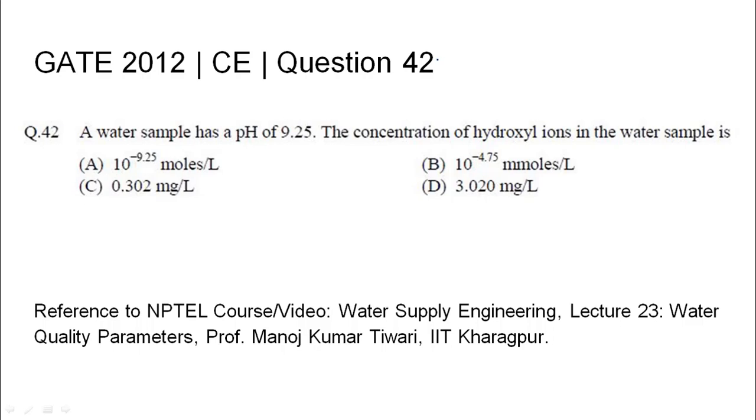GATE 2012 Civil Engineering Question 42. A water sample has a pH of 9.25. The concentration of hydroxyl ions in the water sample is. The four options given are A.